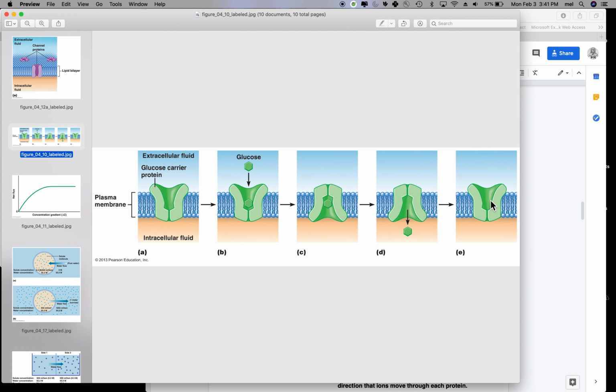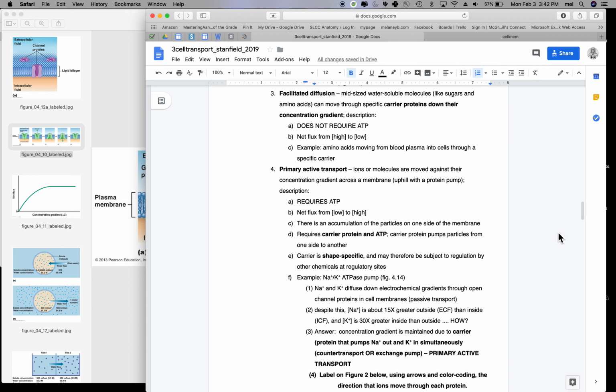So we would know that this picture is facilitated diffusion if I just told you that glucose had a high concentration here and a low concentration here. Then this would be facilitated diffusion of glucose, okay? If I don't tell you the concentrations, then you can't quite tell me that.